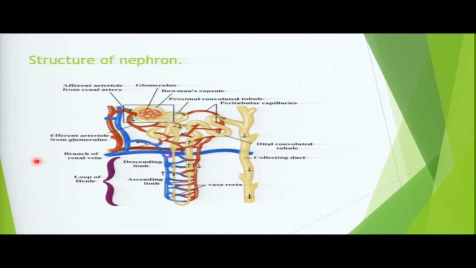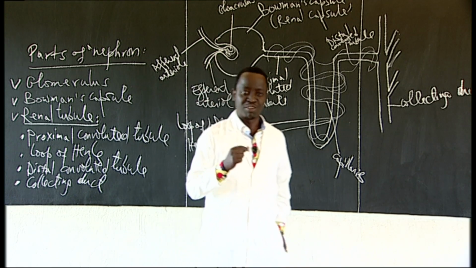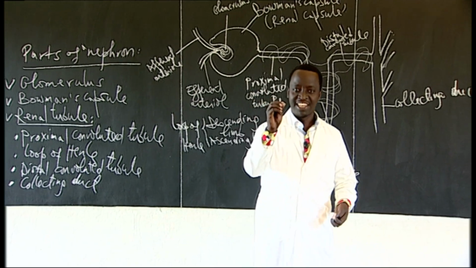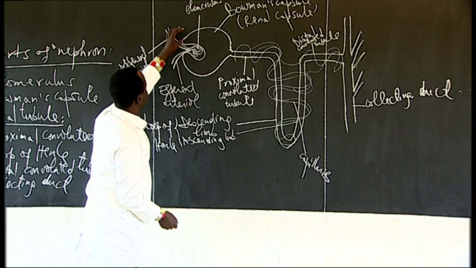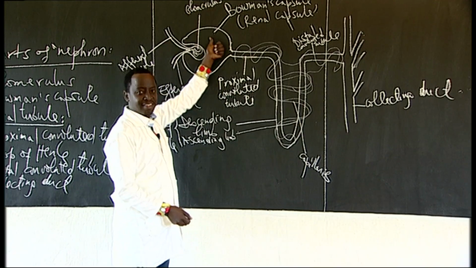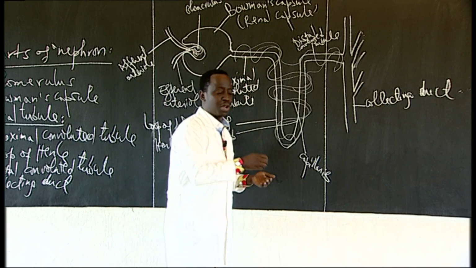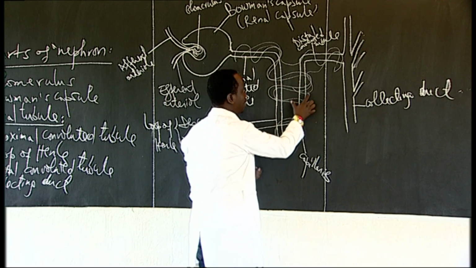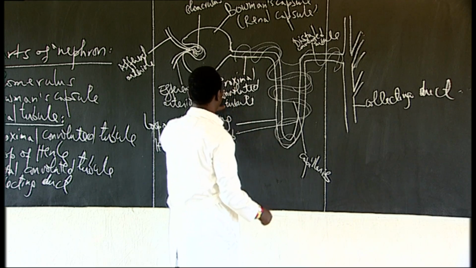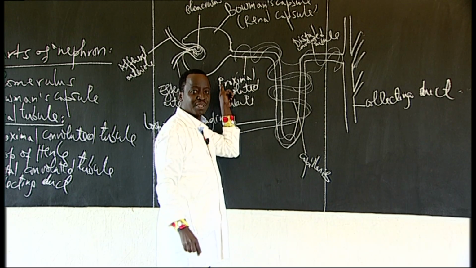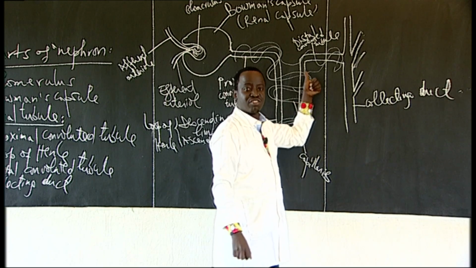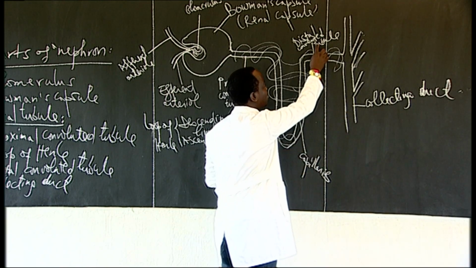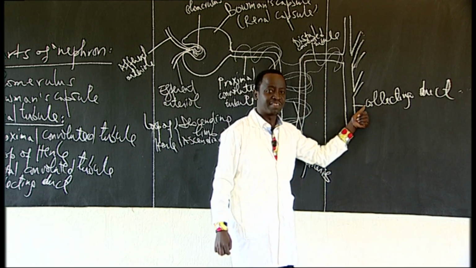So we are talking about the structure of the nephron. Have you got something on the structure of the nephron? As I have said, it is composed of the glomerulus, which is this one, and then Bowman's capsule. Then the renal tubule, which is composed of the proximal convoluted tubule, the loop of Henle, the distal convoluted tubule, and finally the collecting duct.